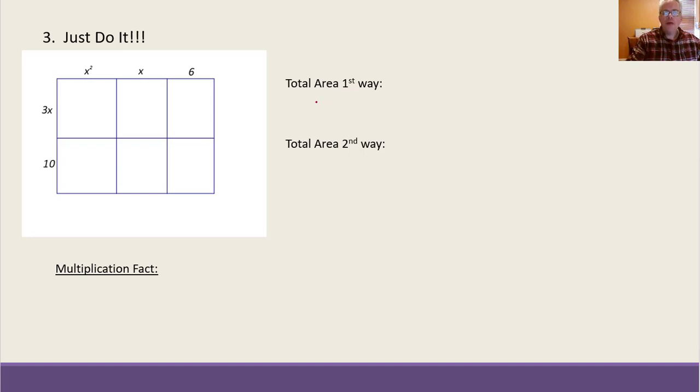First way, 3x plus 10. I forgot my x there. The second way would be what we get when we add these three monomials up. X squared plus x plus 6. I'm sorry, that's the total width times the total length.